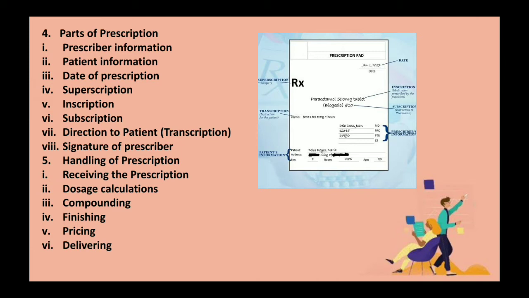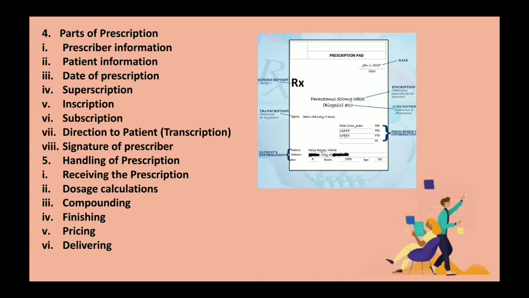The next is the inscription. So it is the main part of the prescription. It contains the name and the quantity of the prescribed ingredient. Then it also contains the manner in which the medicine should be taken. Next is the subscription. This part contains the prescriber's directions to the pharmacist. So it includes the type of dose form to be prepared, the number of doses to be dispensed.